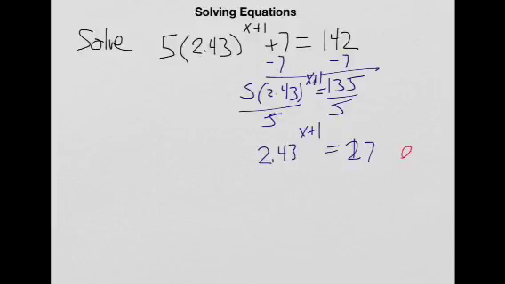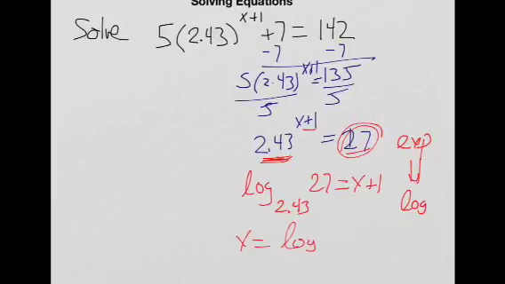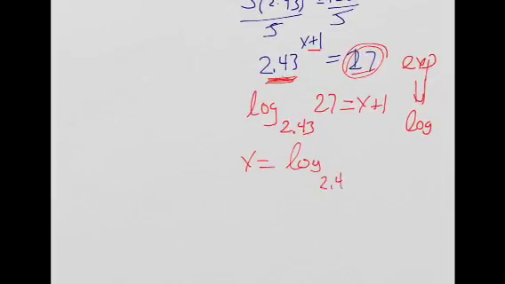And this is an exponential form. I have a base to a power equals a number, so I'm going to switch it over to log. I can't do anything more in this form, so I switch forms. I have the log base 2.43, because again, there's my base. My output there is 27, so that's what I'm taking the log of. The log of 27, but it's base 2.43, equals x plus 1. So x is going to be the log base 2.43 of 27 minus 1.